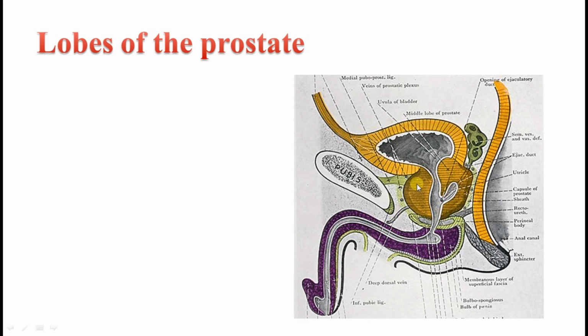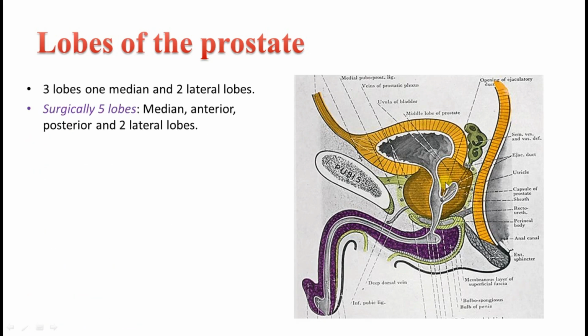Coming to the lobes of the prostate. Anatomically only three lobes, one median lobe and two lateral lobes. Classification of the prostate into lobes is one median lobe and two lateral lobes, but surgically surgeons describe five lobes, one median lobe, one anterior, one posterior and two lateral lobes. So the division is actually arbitrary. So both the views are actually correct. So we will try to understand the surgical point of view with respect to these lobes.